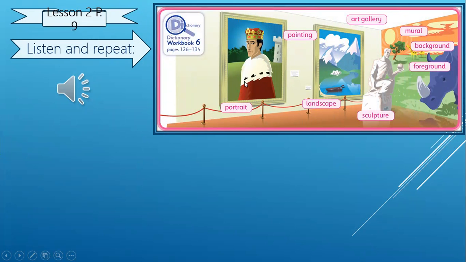Art gallery. Painting. Mural. Background. Foreground. Portrait. Landscape. Sculpture.